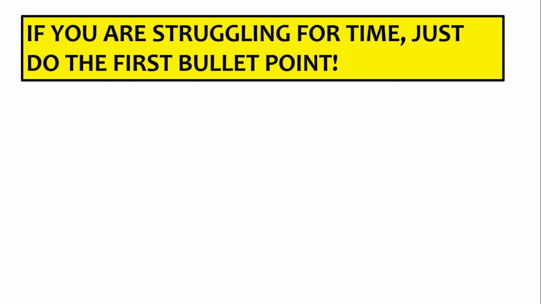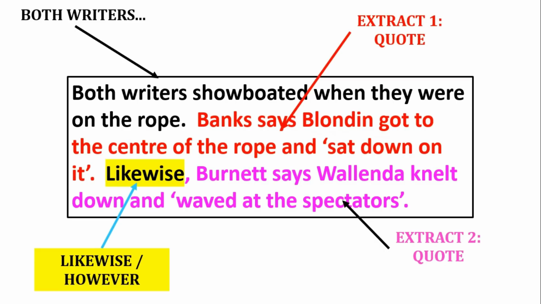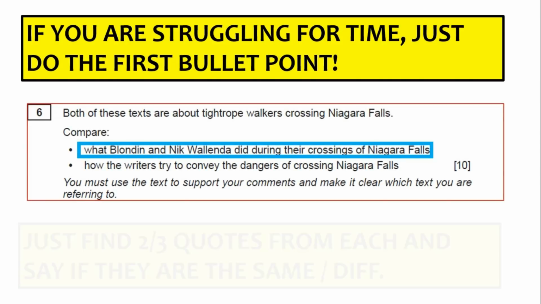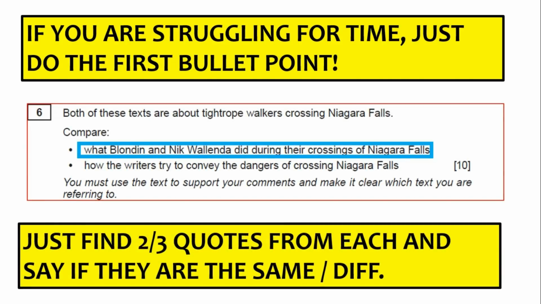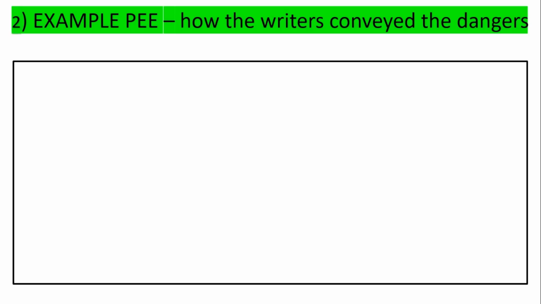Okay, so let's look at the second. Remember what I said was, if you are struggling for time, just do it like this. Just worry about the first bullet point, what they did. If you haven't got time, just do 5 or 6 of these as opposed to doing the second bullet point. But let's look at a second point PE, how the writers conveyed the danger.